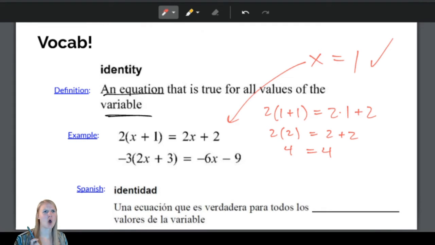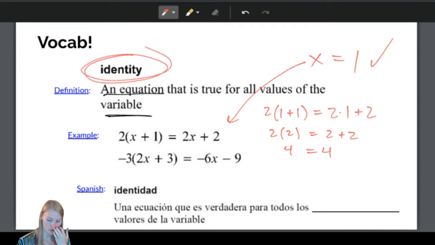And I know what you're thinking. Okay, all right, lucky. You got lucky. Sure, x equals 1, but x can't equal multiple things. Yes, it can. It can when you have an identity. So let's try it again. Let's make x 5 this time.